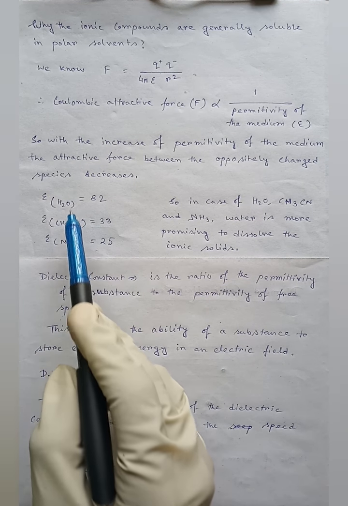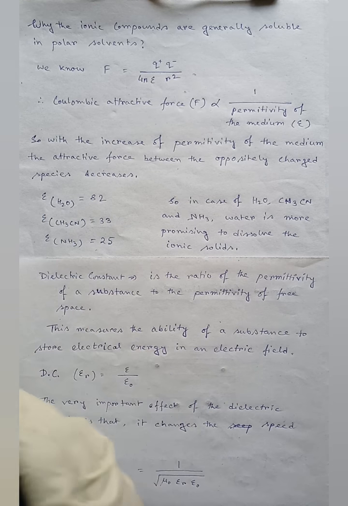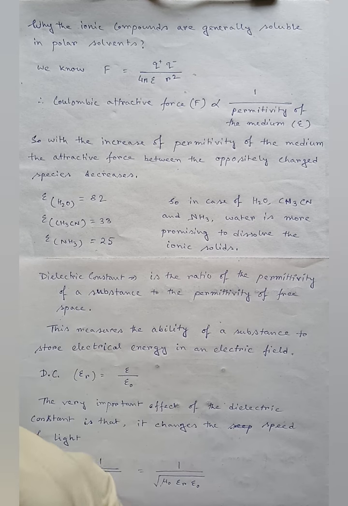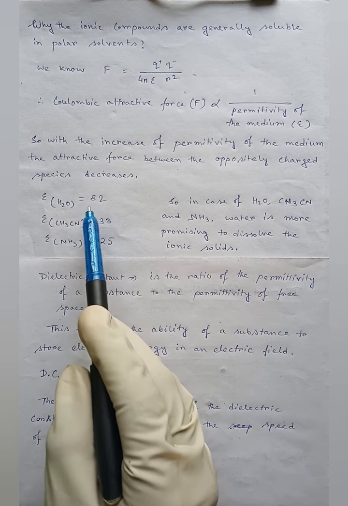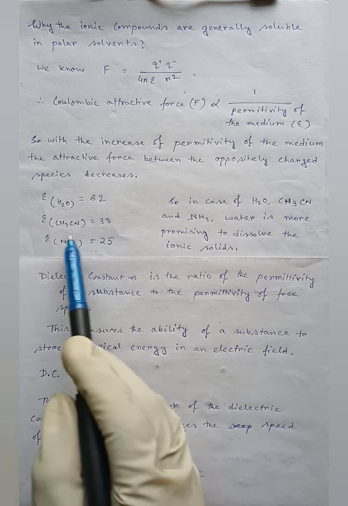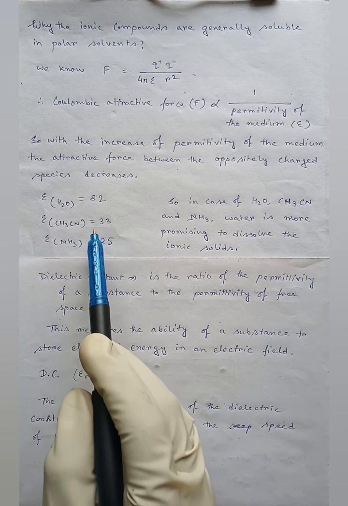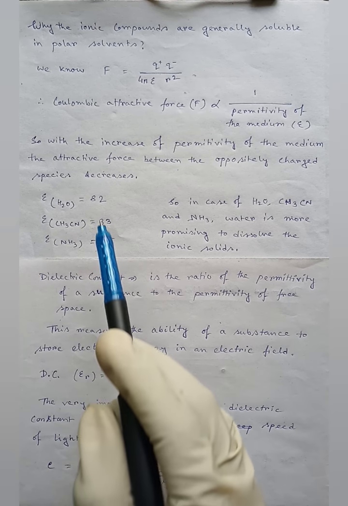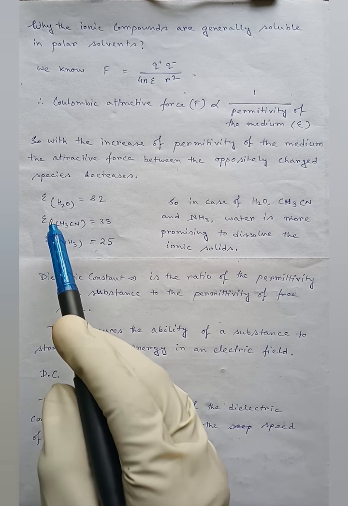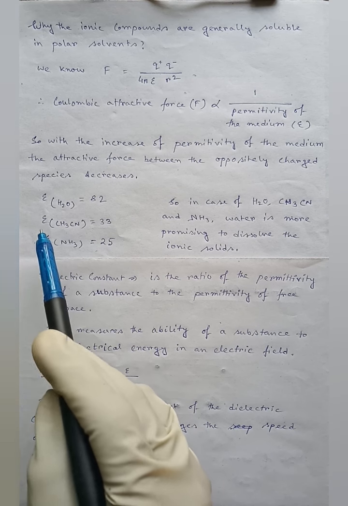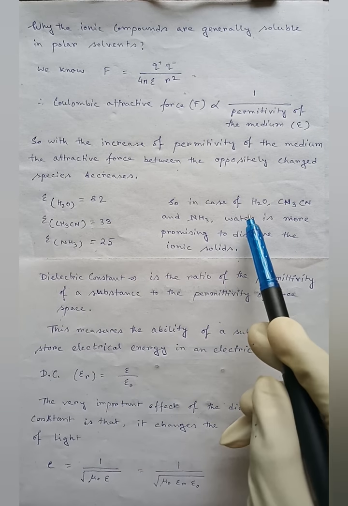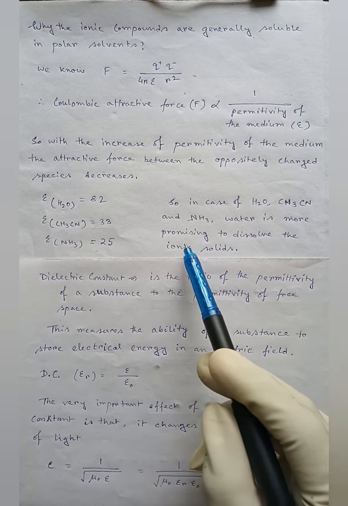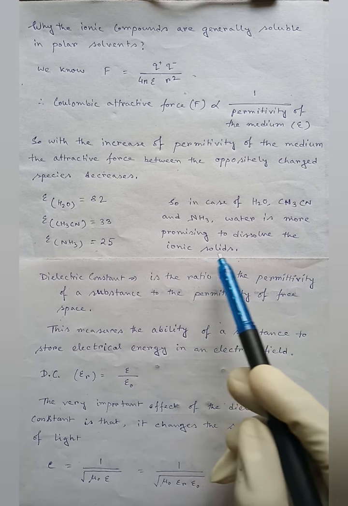So look at this. This is the permittivity of water. This is CH3CN and this is NH3, ammonia. So the permittivity value for water is 82, for methyl cyanide is 33, and for ammonia is 25. So we can see among these three, water has the highest permittivity value. So in case of H2O, CH3CN and NH3, water is more promising to dissolve the ionic solids.